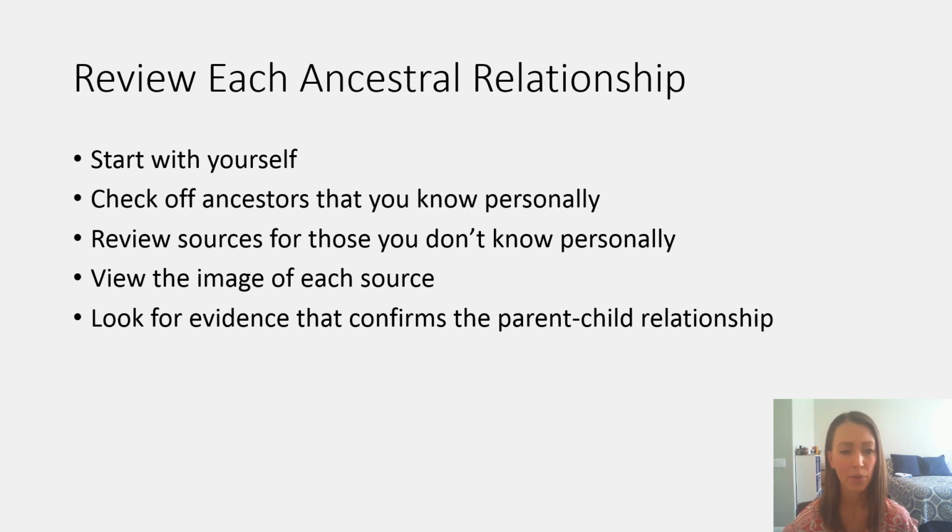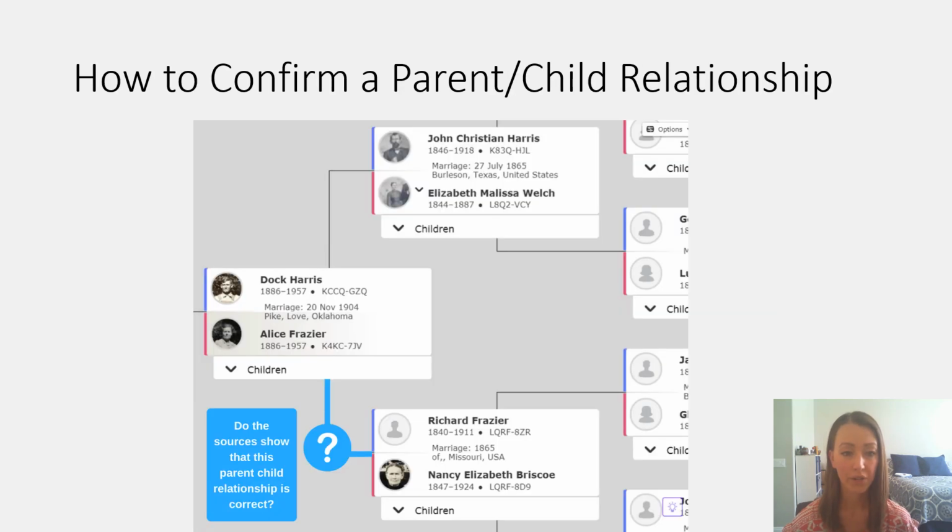All right, so I'm going to show you guys how to do this. We're going to use the example of my great-great-grandmother, Alice Fraser, and we're going to try to confirm if her parents really are Richard Fraser and Nancy Elizabeth Briscoe, as the FamilySearch family tree shows. So we're going to look at the sources of her and her parents and siblings to see if these sources show that this parent-child relationship is correct.